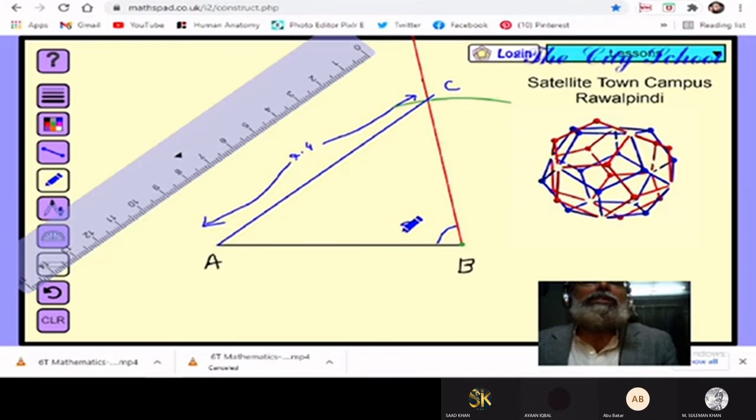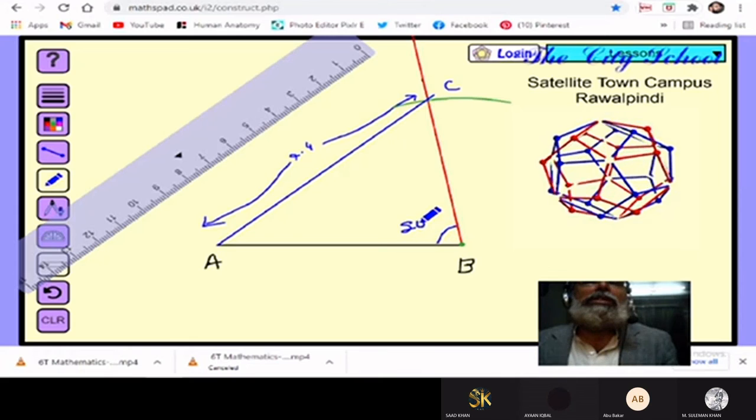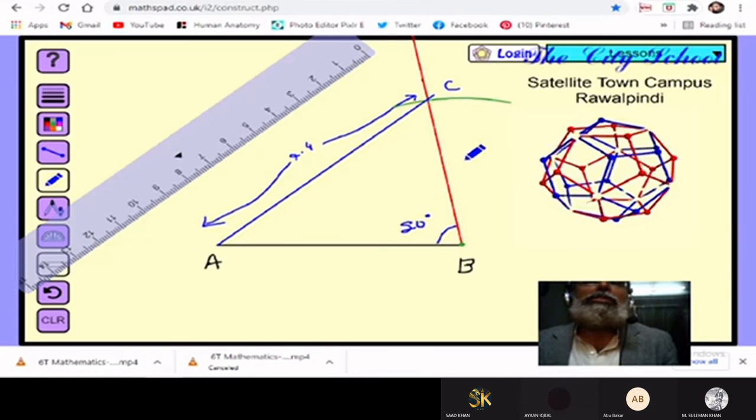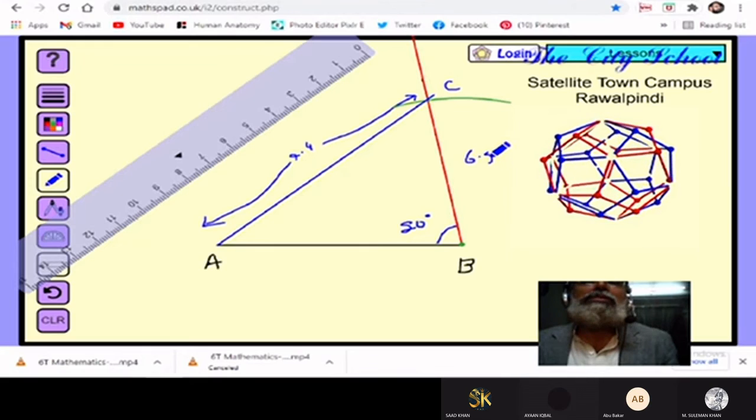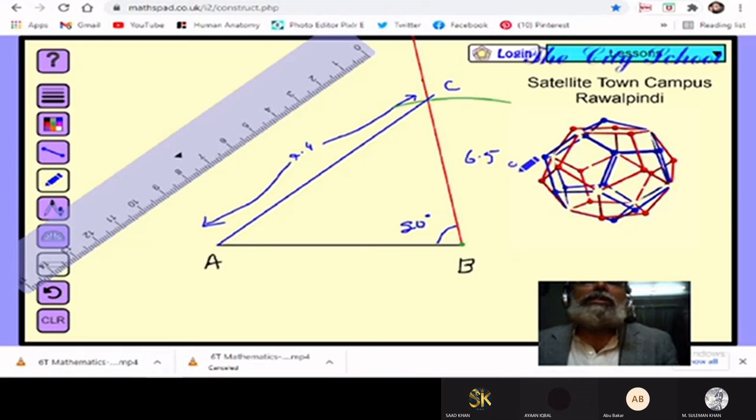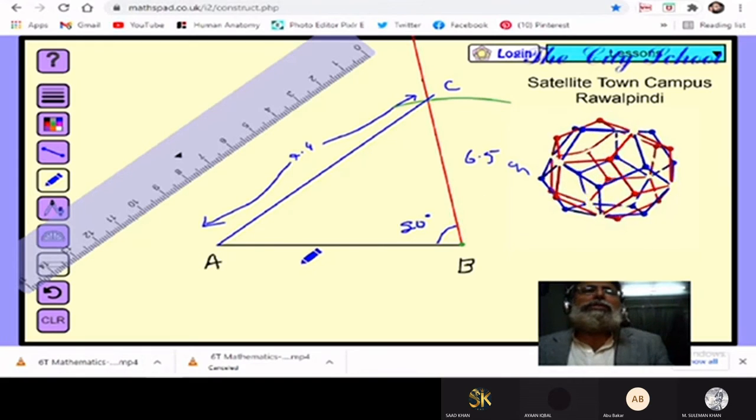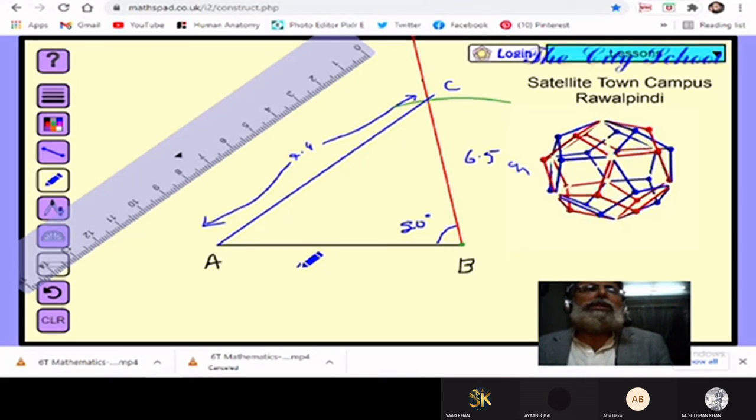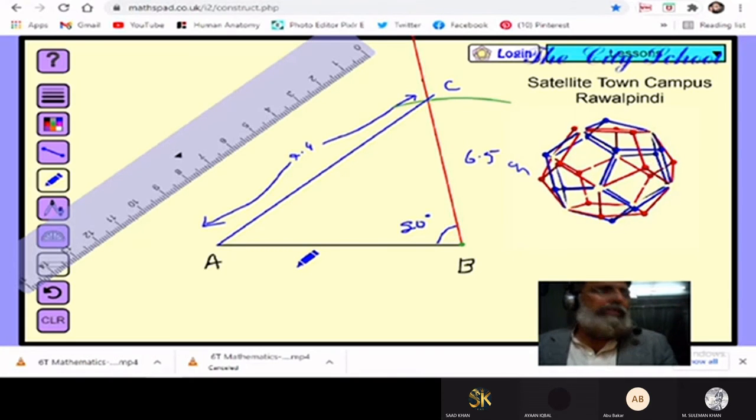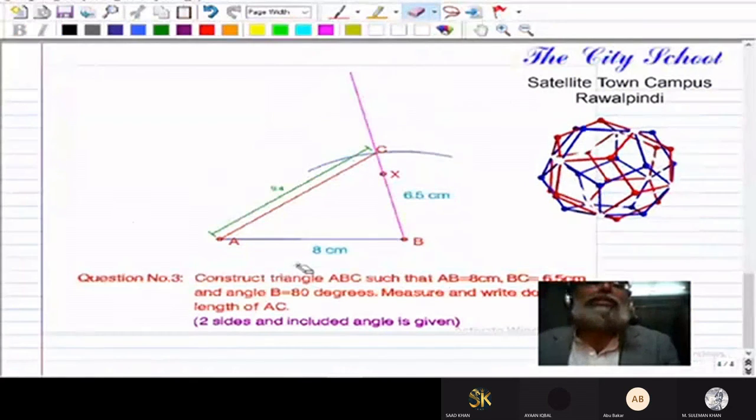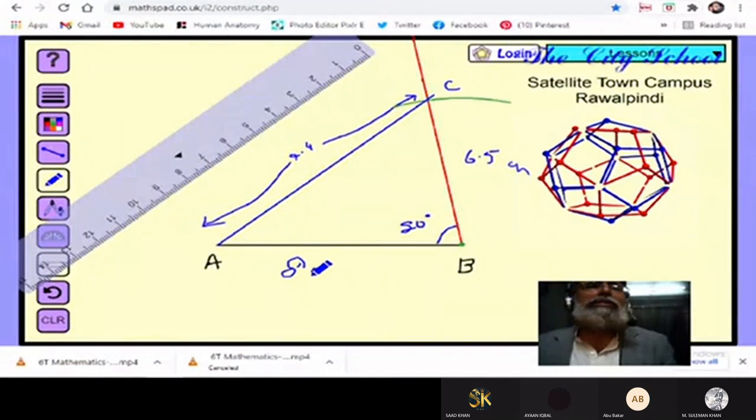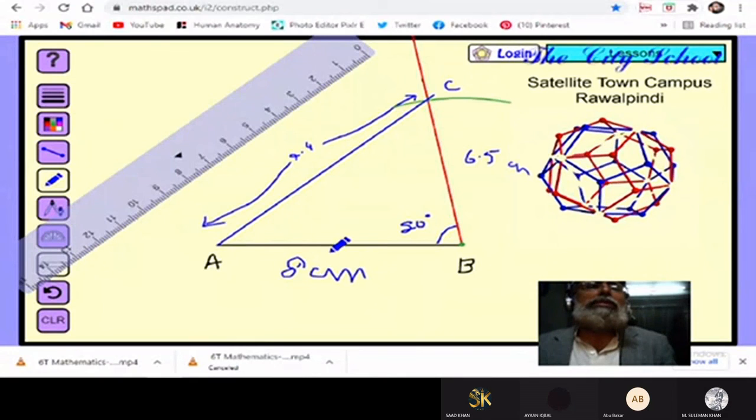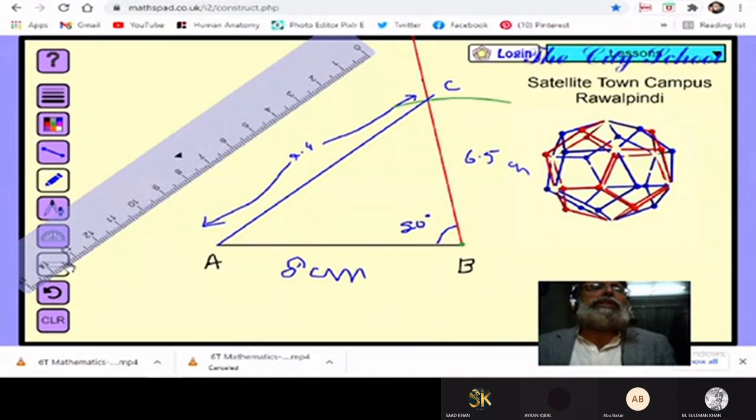This is of 80 degree, and this was of 6.5 centimeter, and this one was 9.5 centimeter or 8 centimeters. So this was of 8 centimeter. Okay, so like this we can work on.